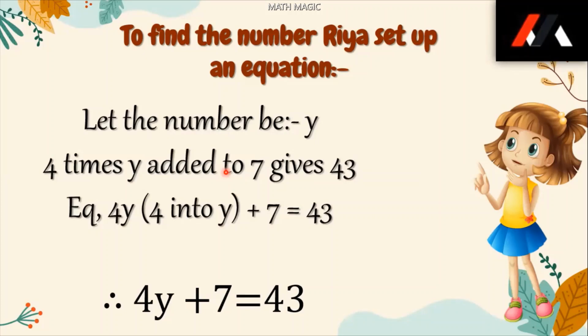Added to. Now what does the word added mean? You're adding upon something, you're increasing it. So you use a plus symbol there. So 4y plus 7 gives 43. Gives can be represented by the equal to sign. So 4 times y added to 7 gives 43 can be represented as 4y plus 7 is equal to 43.